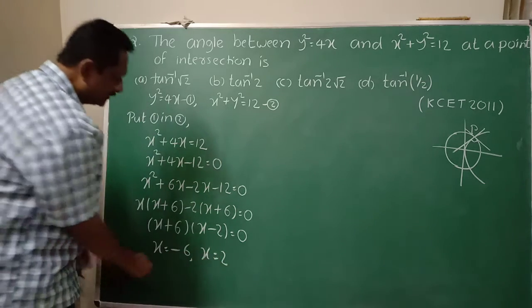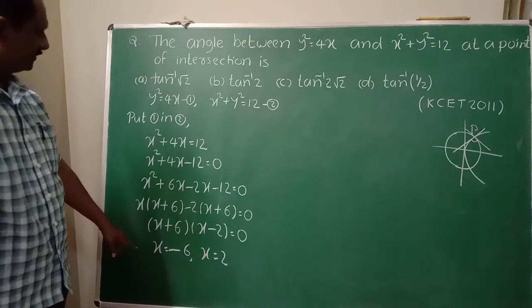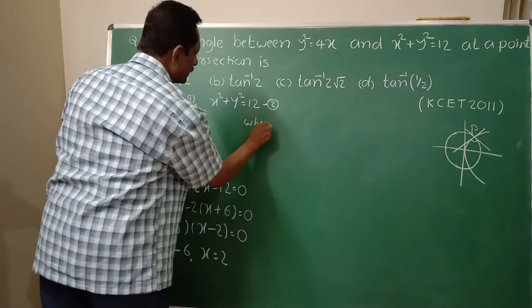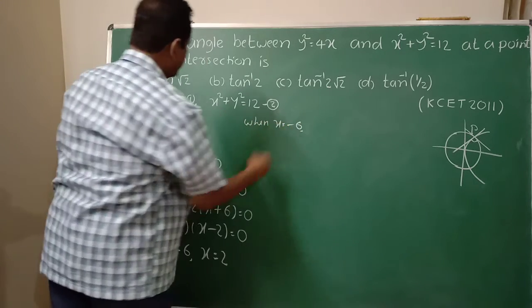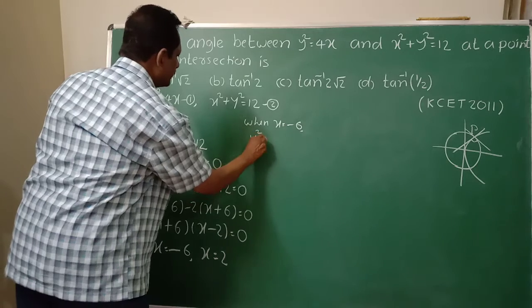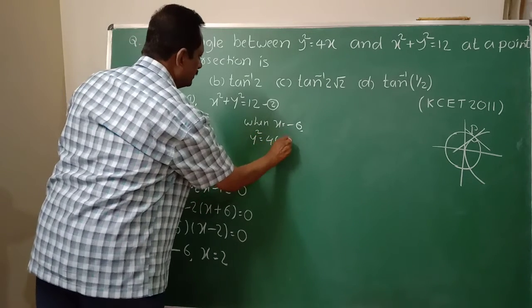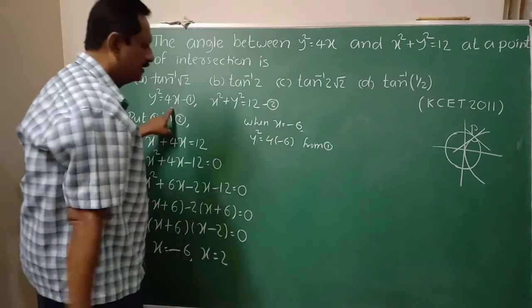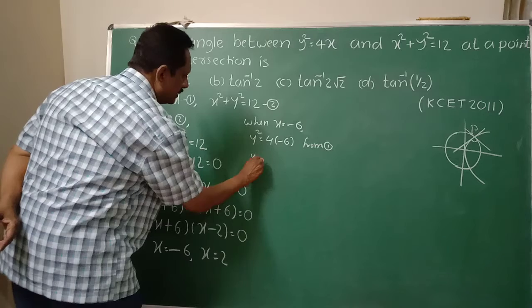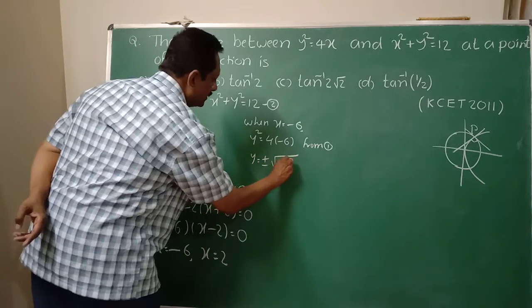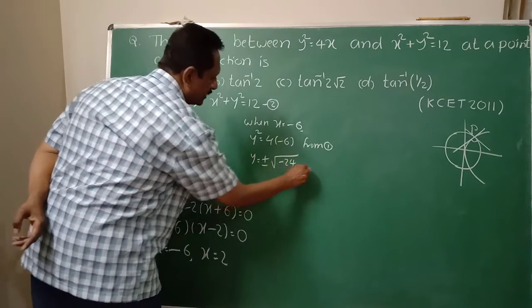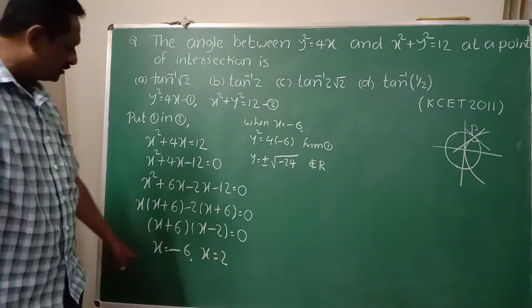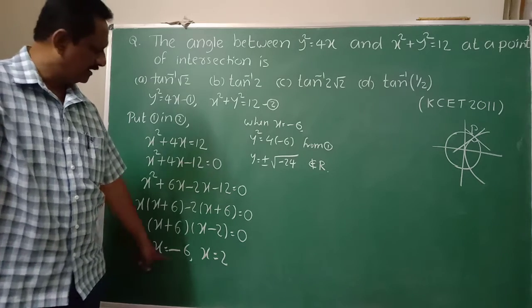Here x equal to minus 6 is not possible here. Okay, if you put x equal to minus 6 here, then y square is equal to 4 into minus 6 here from result 1. Then take the square root on the right hand side here. y is equal to plus or minus root of 4 sixes are 24, minus 24. It is not a real number here. So x equal to minus 6 is not possible here. Hence x equal to 2.